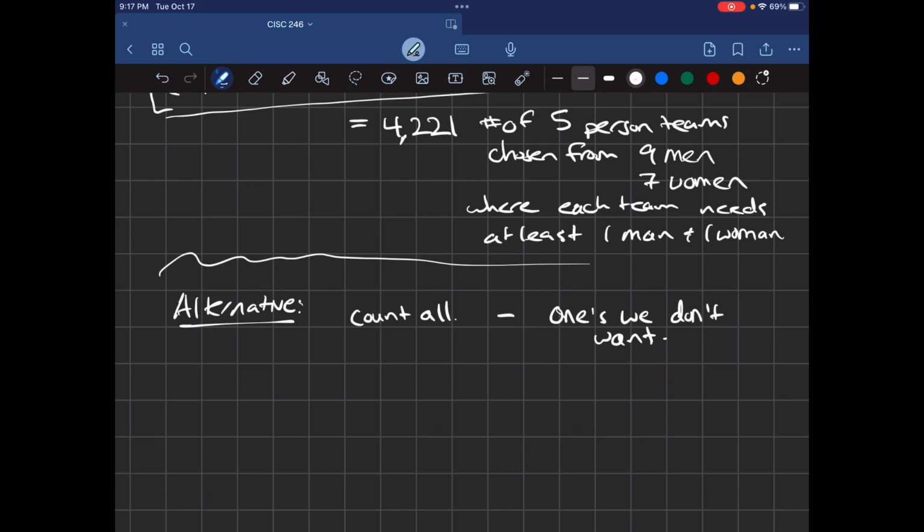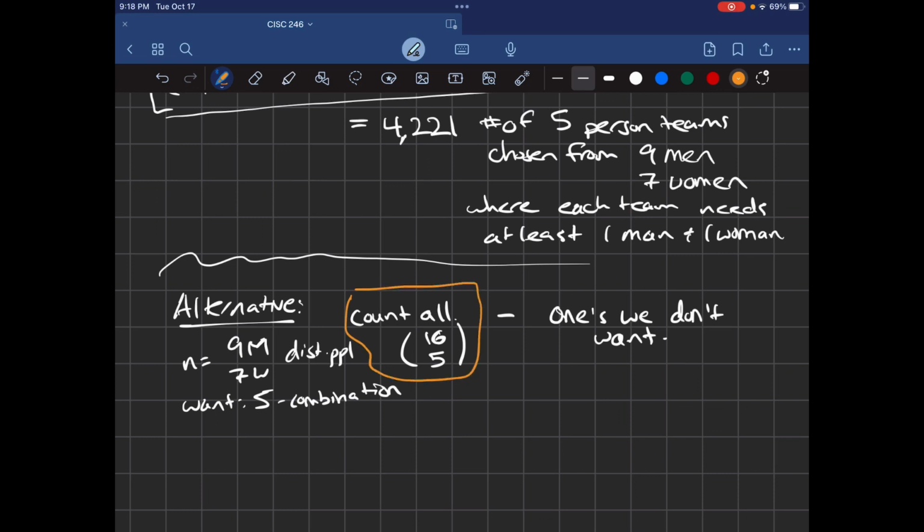So counting all, that's pretty simple. We have, remember, 9 men, 7 women, and we want a 5 combination. Well, all possible teams would be 16 distinguishable people, right? N equals 16 distinguishable people, and I'm choosing 5 of them. So counting all of them, that's 16 choose 5. And what are the ones that we don't want?